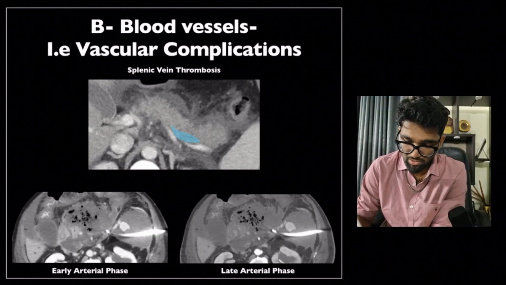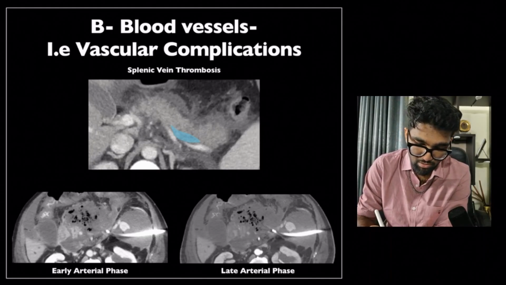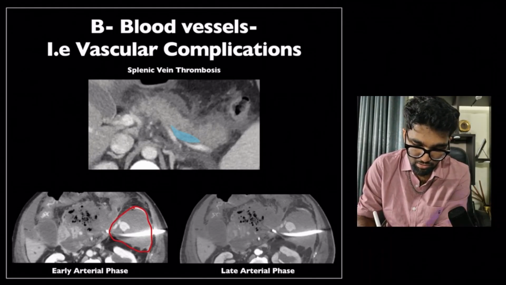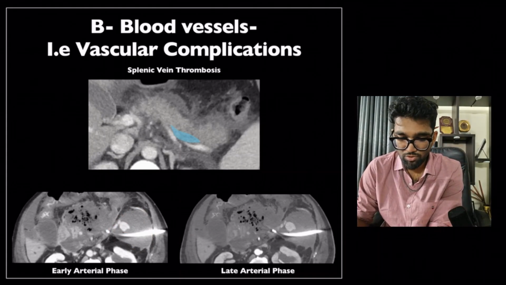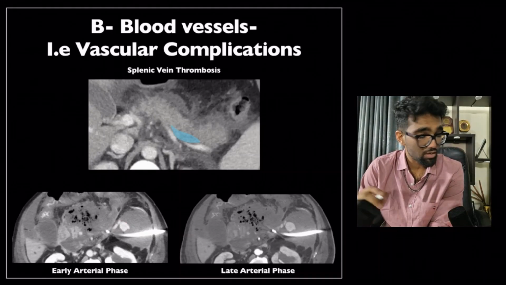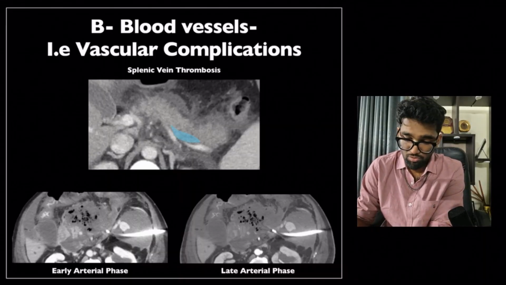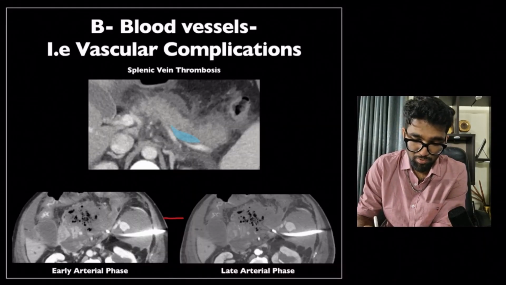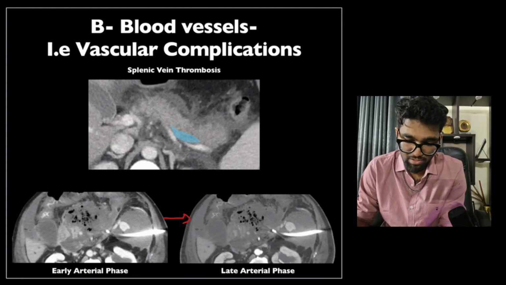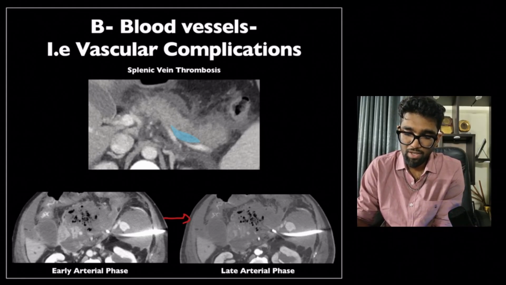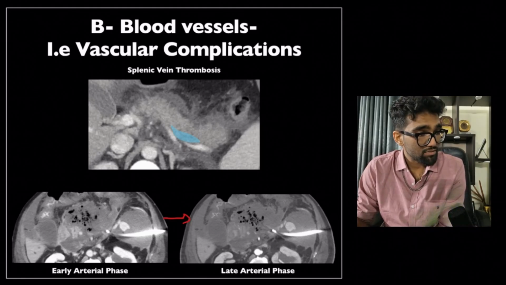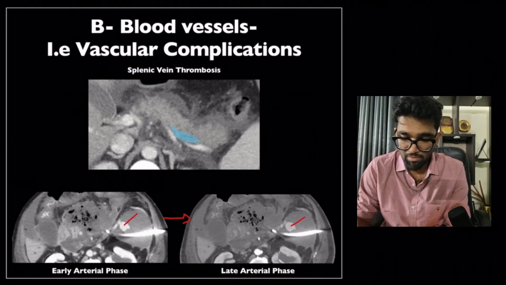Now, what you see in this image is that within this collection there is a very odd shaped, very bright, almost balloon-like projection. Importantly, as you go from the early arterial phase to the late arterial phase, the shape of the collection remains the same, but the attenuation is slightly lesser. So this is a little bit more gray. This is a little bit more white.